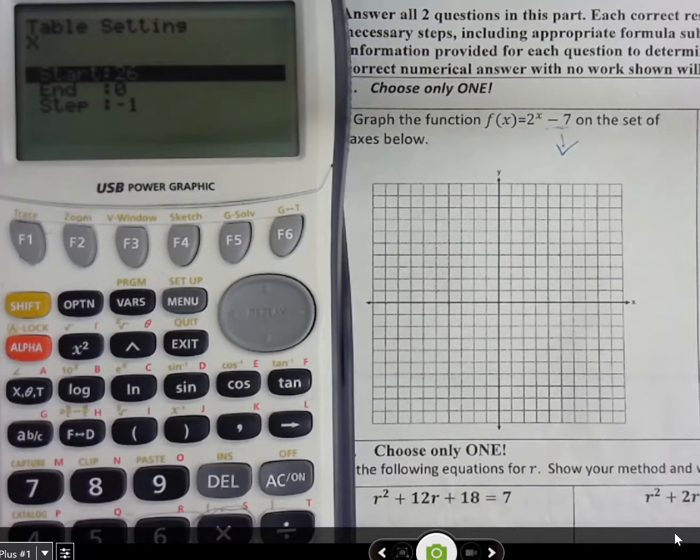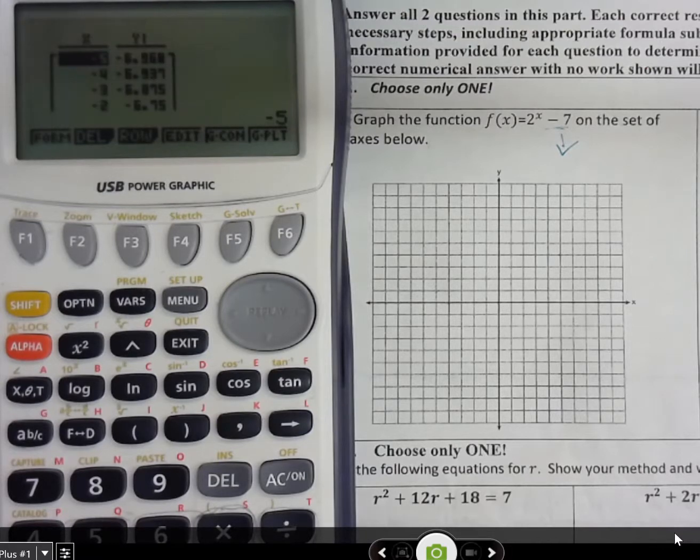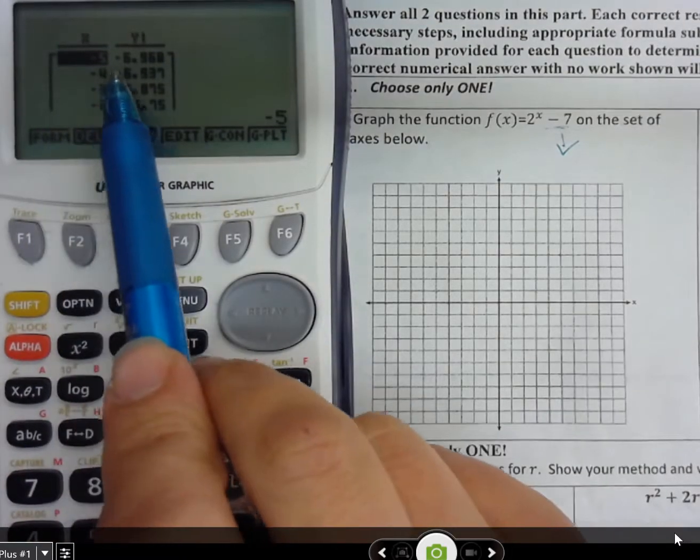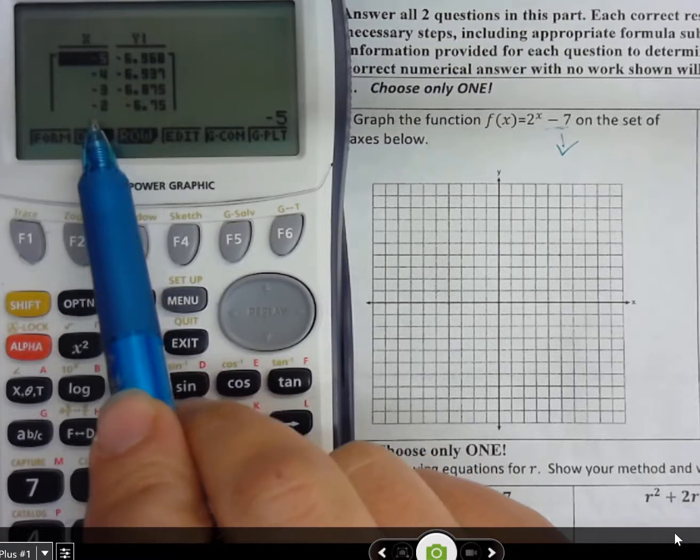Okay, we want to set the table. We want some negative values, and we want some positive values. So I'm going to start it with negative 5, and I'm going to go to 10. We want the step to be 1. Now if I look at my table of values, you can see at negative 5, we have a small decimal, negative 4, negative 3, negative 2.